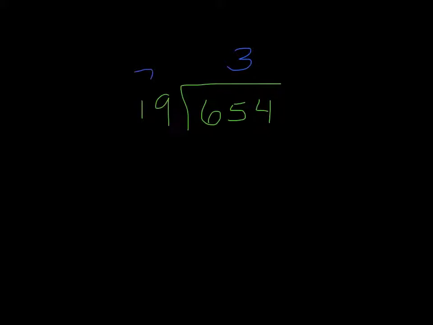3 times 9 is 27, carry my 2. 3 times 1 is 3, plus 2 is 5. Now we subtract. I'm going to have to borrow. 15 minus 7 is going to be 8. So that was correct. Since 8 is less than 19, I know that my 3 up here is correct. Then I'm going to go ahead and bring down my 4.